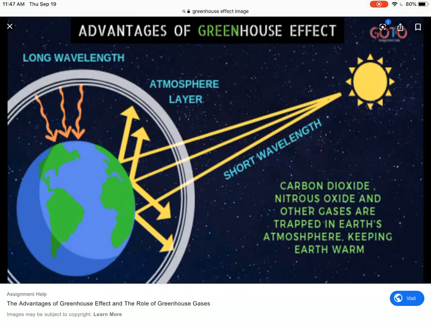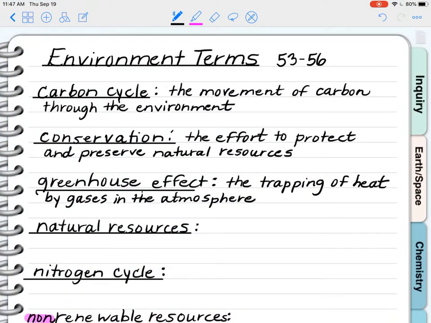So you've got the sun sending sunlight onto the earth. It bounces back, but it only reaches that white layer of the atmosphere. And you see that can't get out. Those yellow arrows that are bouncing off of the earth are trapped. And that's what's causing the heat to build. The greenhouse effect causes warming on the earth. You've heard the term global warming. That is because of the greenhouse effect.